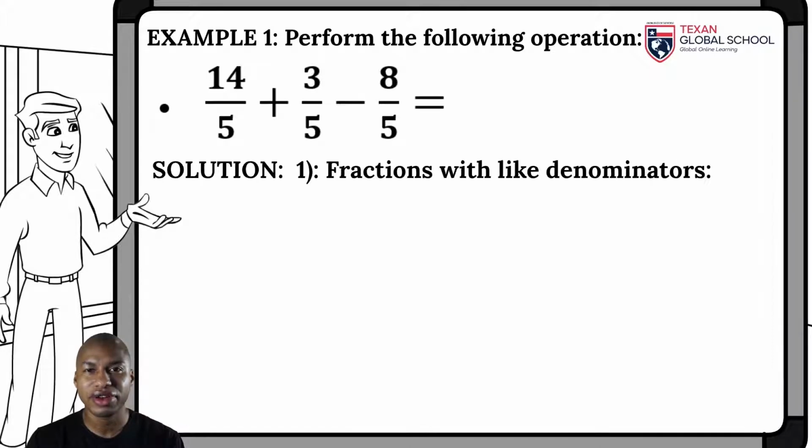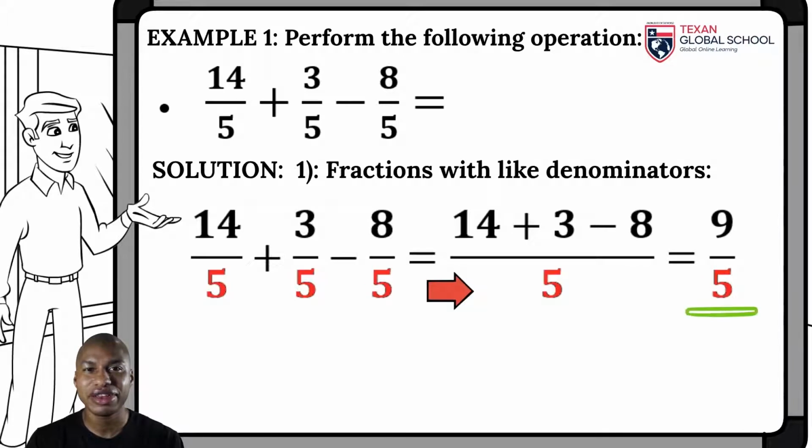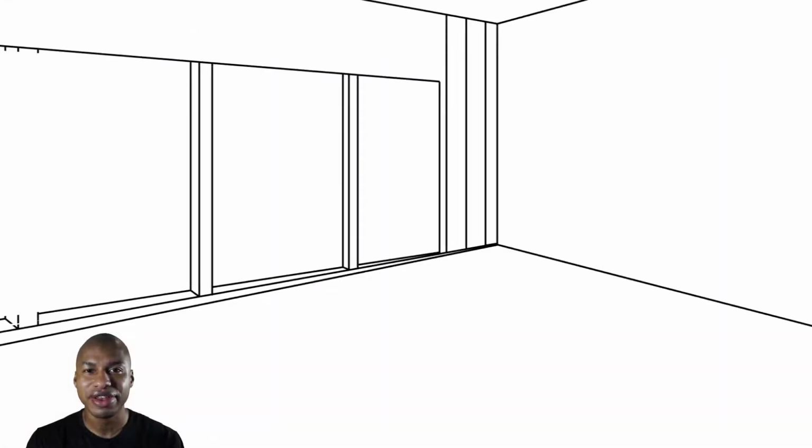We will perform the following operation. As we can see, all the fractions have the same denominator. Therefore, we add and subtract numerators, and the denominator passes precisely the same in the resulting fraction. We then add 14 plus 3 minus 8, obtaining 9, and we divide it by the denominator 5.